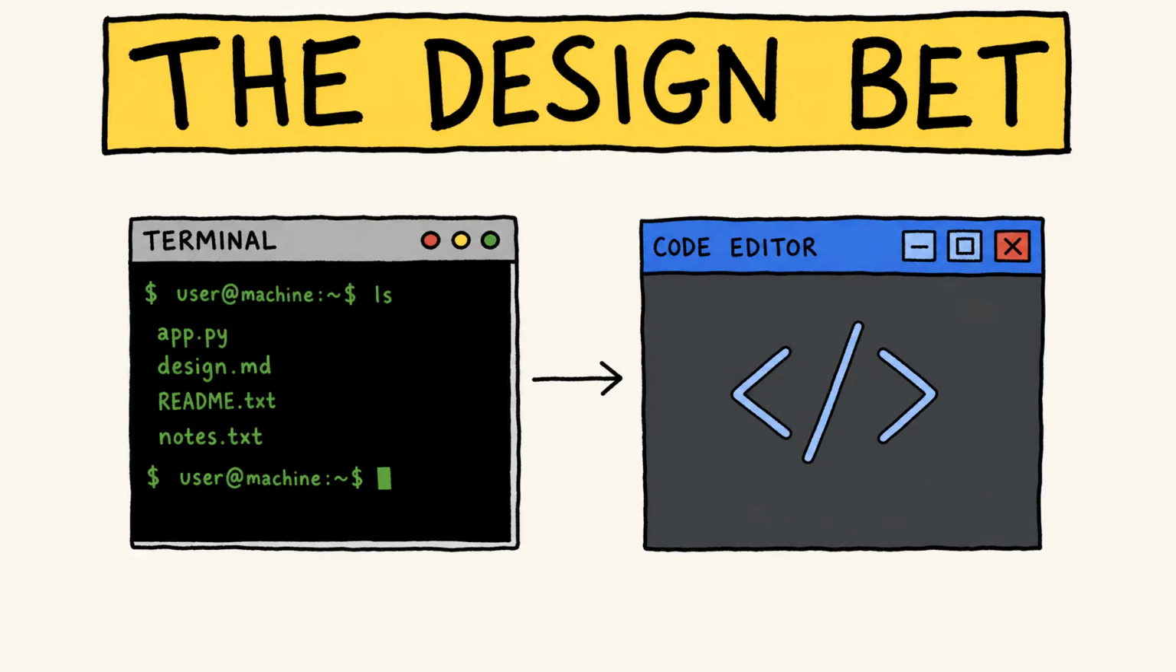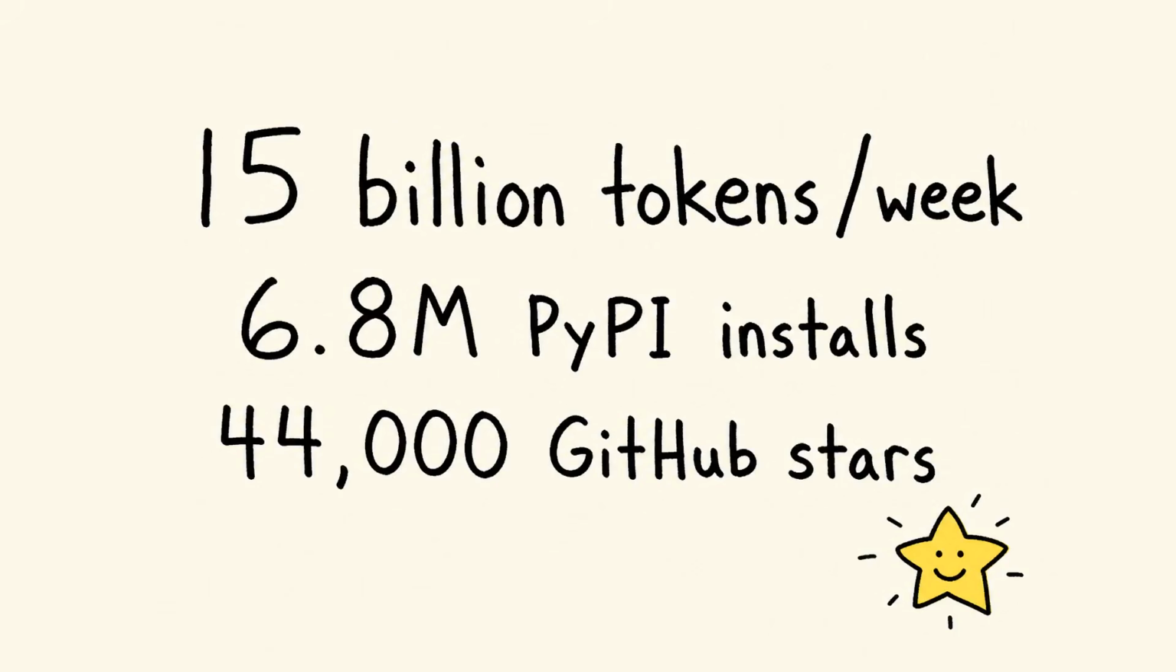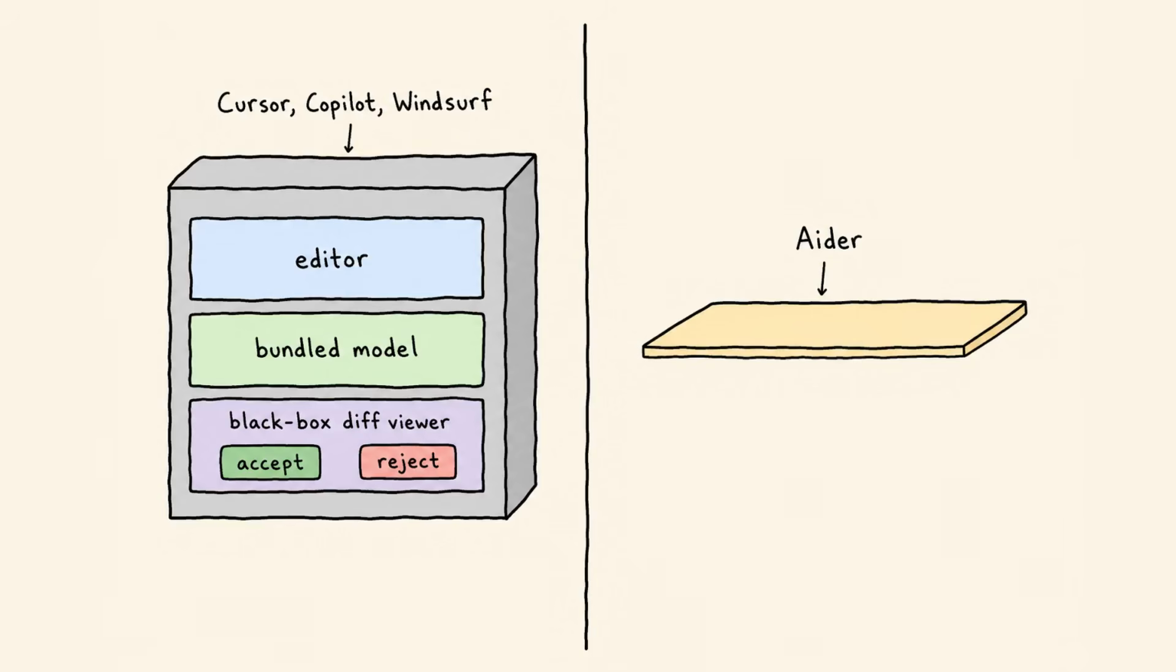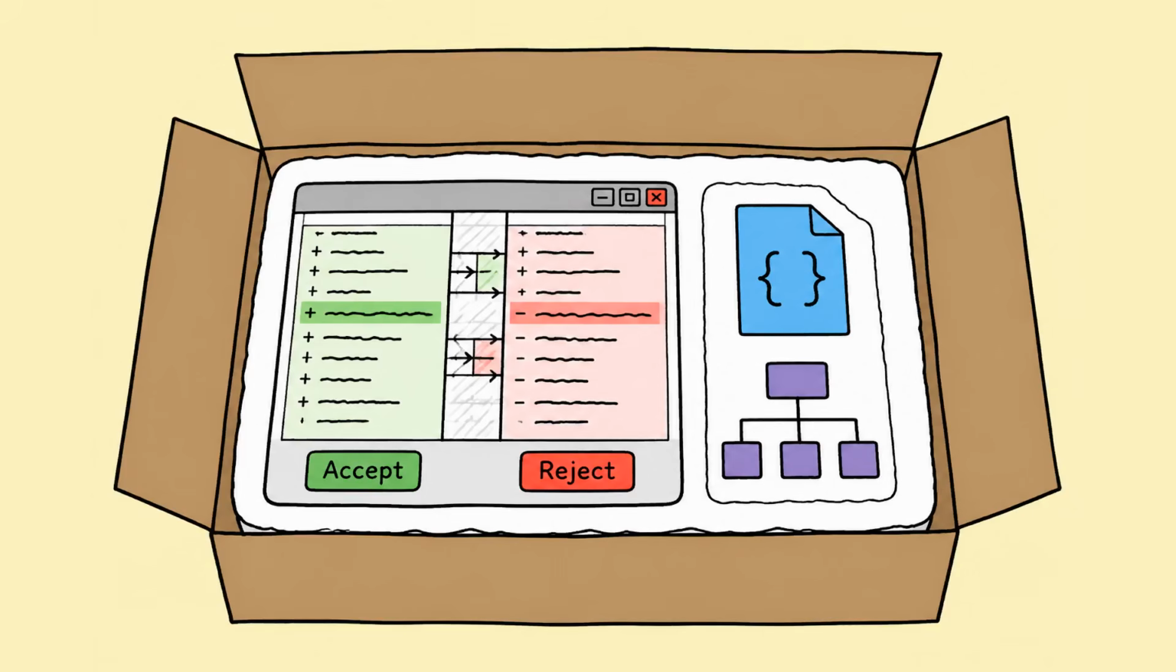So why does a plain terminal tool have that kind of pull? Here's the design choice I mentioned, and it's the spine of the whole thing. The dominant way to do AI coding right now is the AI IDE. Think Cursor, Copilot, Windsurf. Each one is a proprietary editor with a model bundled inside. When the AI edits your code, you review it in their diff viewer and you click accept or reject. The editor, the model, and the review surface all ship together as one closed package.